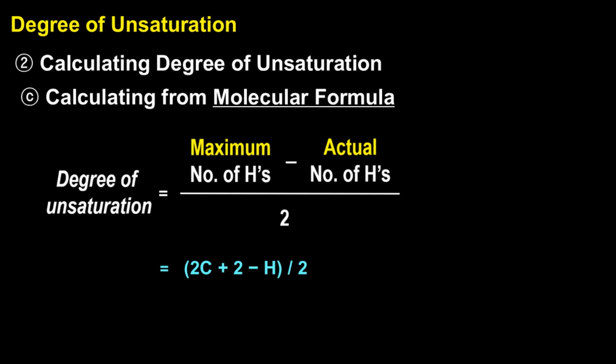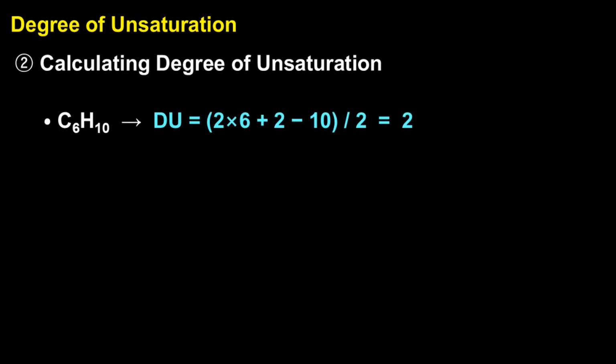And when we put that into a general equation, it looks like this. DU equals 2C plus 2 minus H, all divided by 2. This gives us the total number of rings and pi bonds in the molecule. It's simple, but incredibly powerful once you get the hang of it.